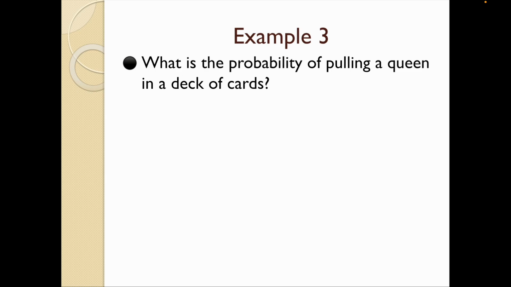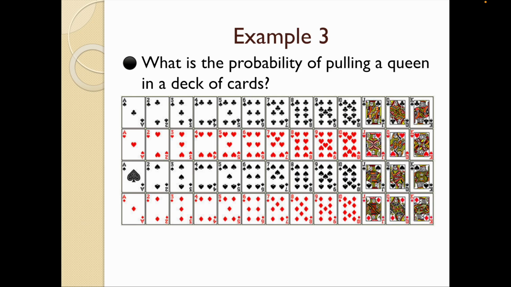All right, so example three. What is the probability of pulling a queen in a deck of cards? 4 out of 52. Everybody agree or disagree? Agree. So cards, right? From the picture we showed before, it's 52 cards, and each suit has a queen. I'll show you the picture here now, so let me see if you understand how we get a probability.